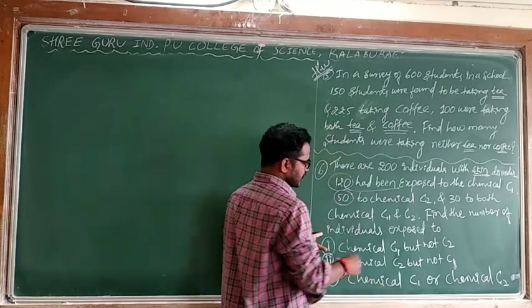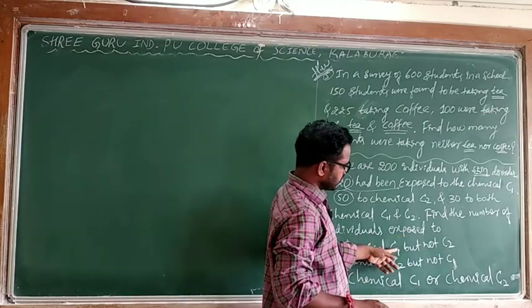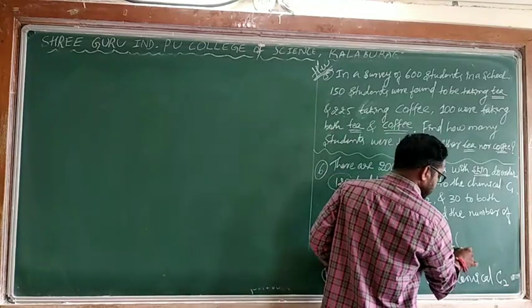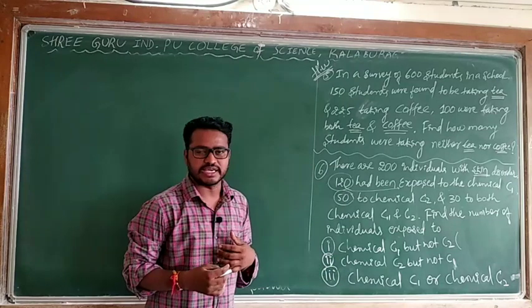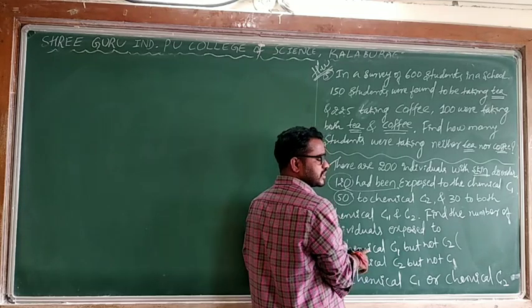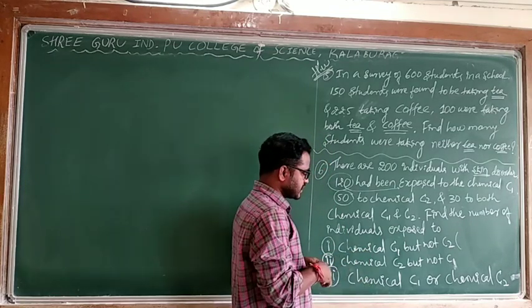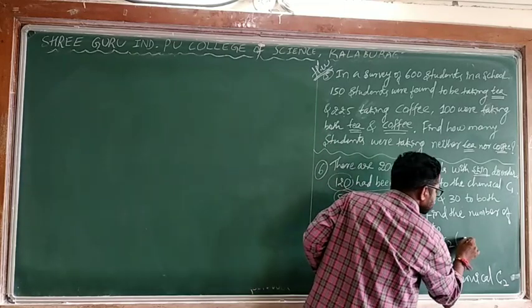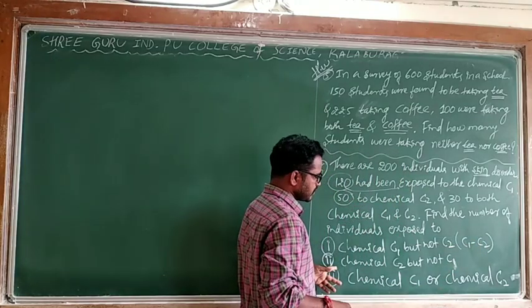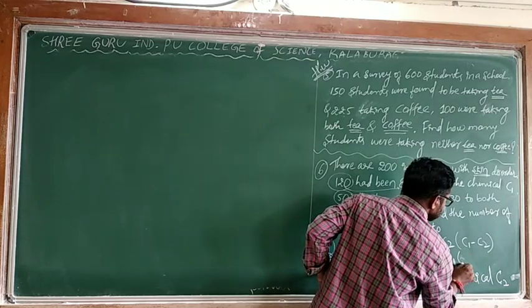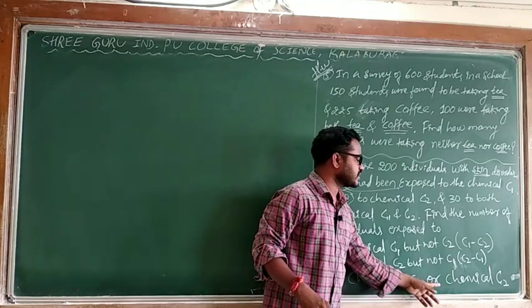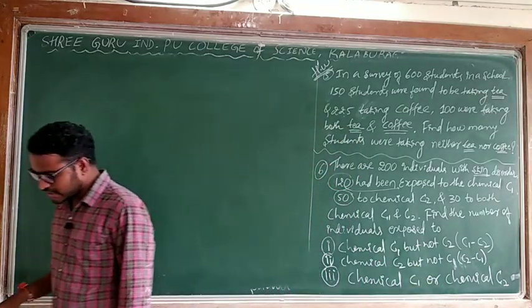Find the number of individuals exposed to chemical C1 but not C2. Generally while solving, C1 but not C2 is like A minus B, A but not B. A but not B can be written as A minus B. So C1 but not C2 can be written as C1 minus C2. What is the second one? Chemical C2 but not C1. Mathematically, it is C2 minus C1. And chemical C1 or C2 can be written as C1 union C2.